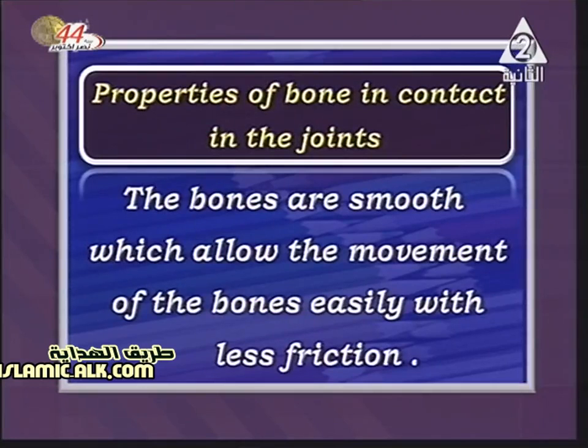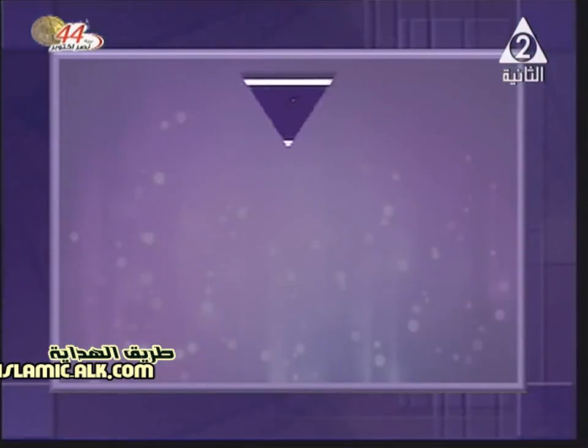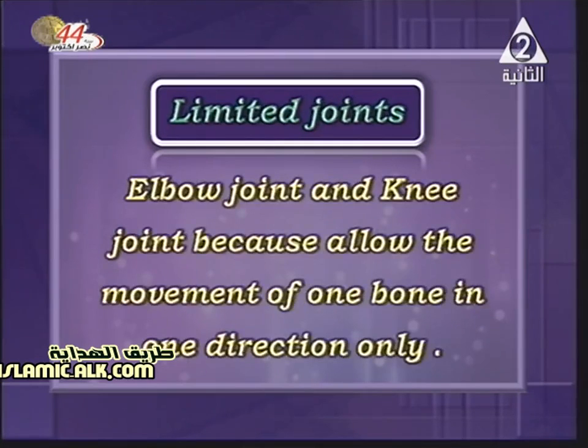After that, we have an example. But actually, before starting the example, we need to divide the examples of synovial joints. We have two types: limited joints and wide or free joints. Limited, what does it mean? Like what in your body? Excellent. Elbow and knee joint. Both of them are moved in one direction. So they are limited joints. Synovial limited joint. Easy? Okay.